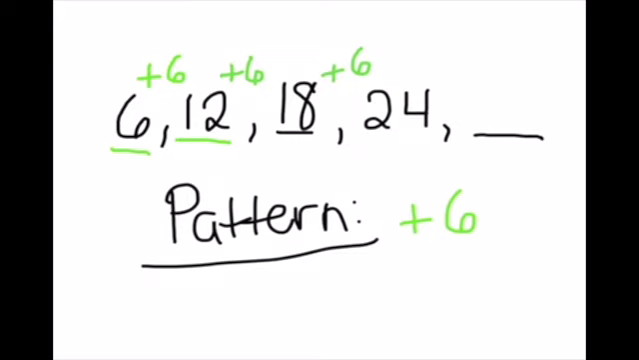And last but not least, I just have to figure out that last blank. What's 24 plus 6? You should know that a 4 and a 6 make a 10. So 24 plus 6 must be 30.